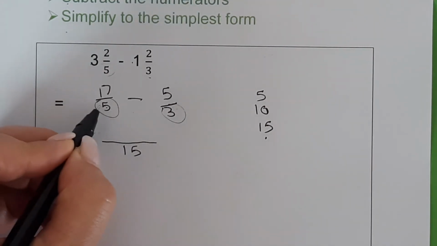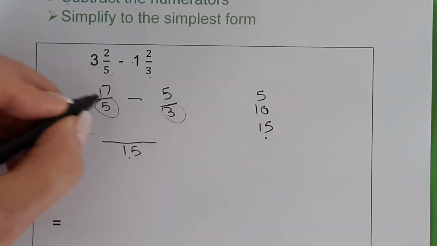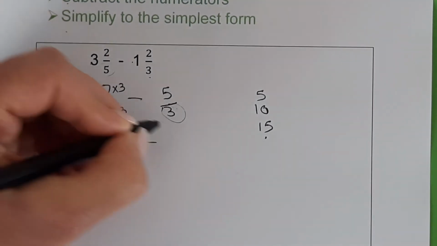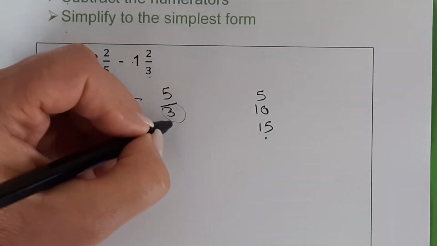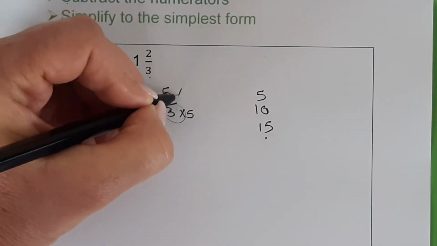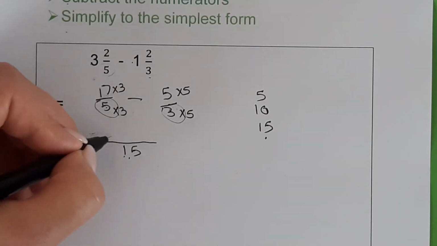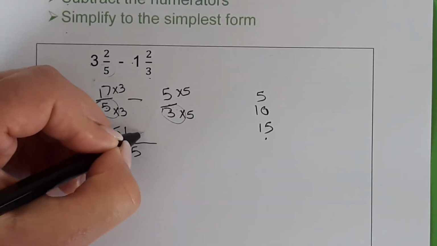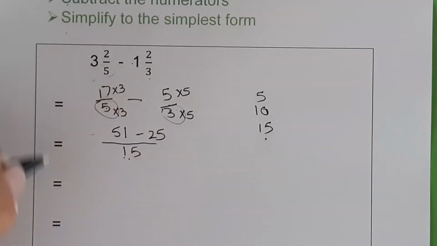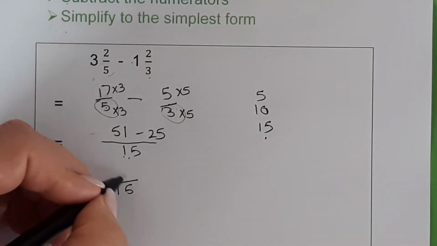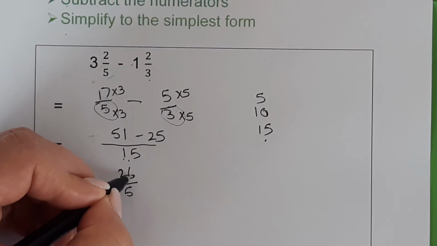Write down, what must I do with the 5 to make it 15? I times by 3, times by 3. The 3 to make it 15, I times by 5, times by 5. 17 times 3 is 51 minus 25. That gives me 26 over 15. 51 minus 25 is 26.